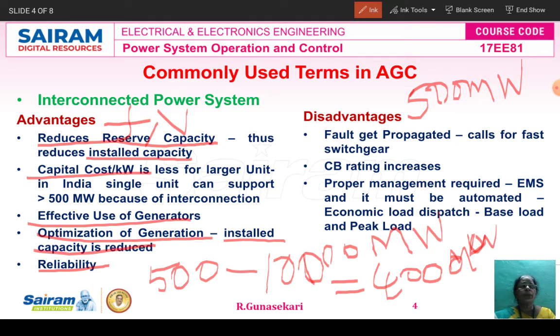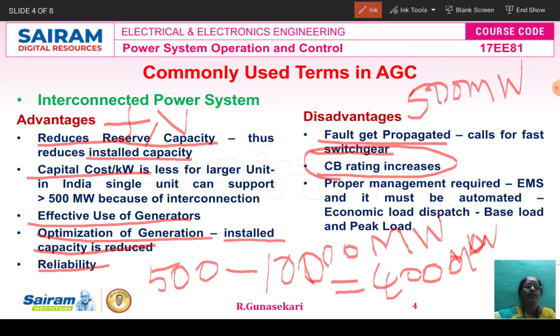What are the disadvantages of the interconnected power system? The first one is that faults get propagated. That means we have to use fast switchgear. That is the disadvantage. Then the circuit breaker rating increases, because an interconnected power system means high voltage equipment is used, which is called switchgear equipment.